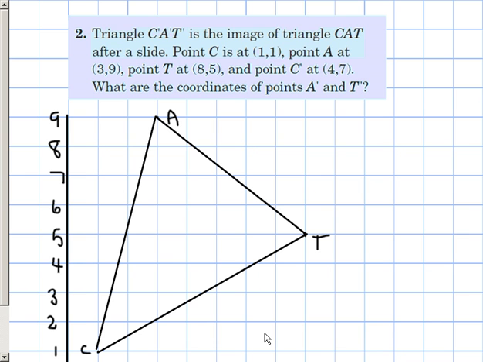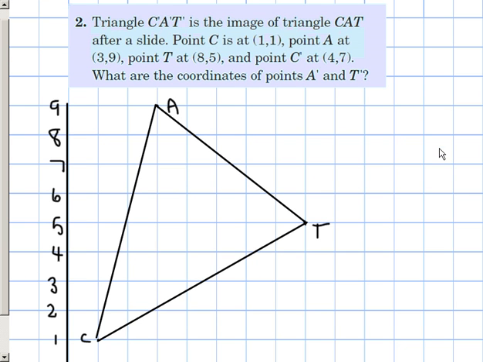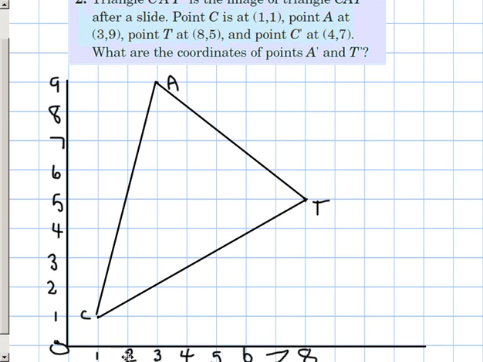Then here is an example of a translation. We have triangle CAT. So you'll see they asked me to draw CAT. Point C was at point 1, 1. Let's put this down. A is at point 3, 9. And T is at point 8, 5. Now they give us the coordinates of C1, and it says that we're going to need to put a point at 4, 7. So 4, 7, I'm going to make a point.